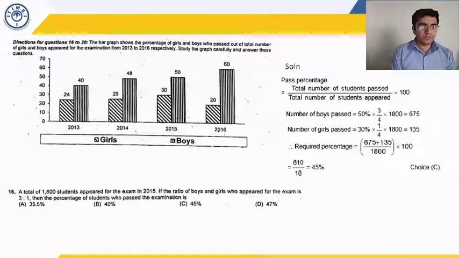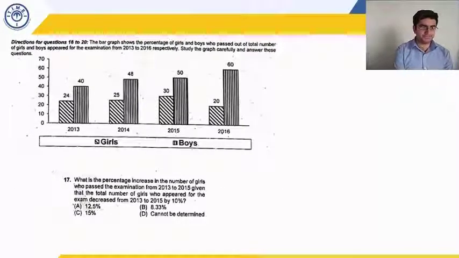I hope you wrote down both of the solutions. Let's move to the next question. What is the percentage increase in the number of girls who passed the exam from 2013 to 2015, given that the total number of girls who appeared for the exam decreased by 10%? Please take 30 seconds to solve.